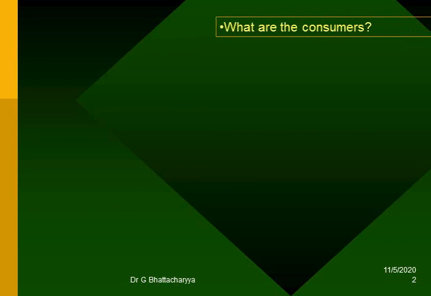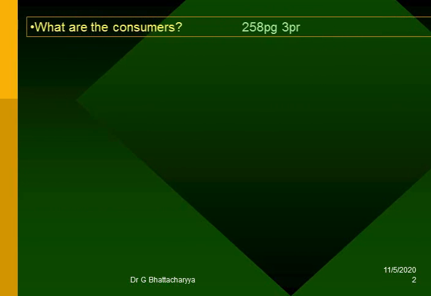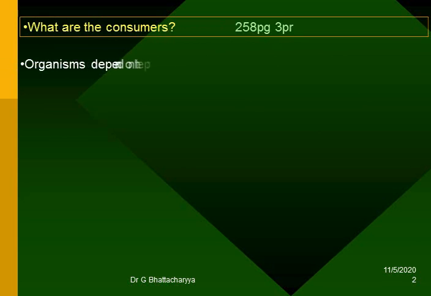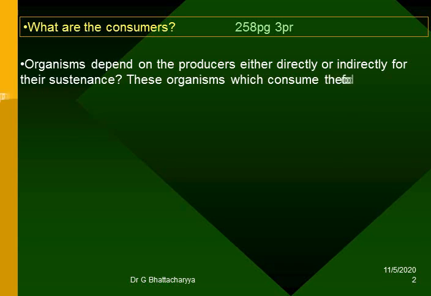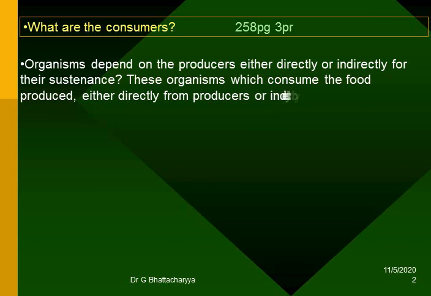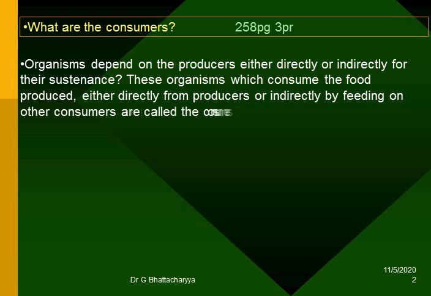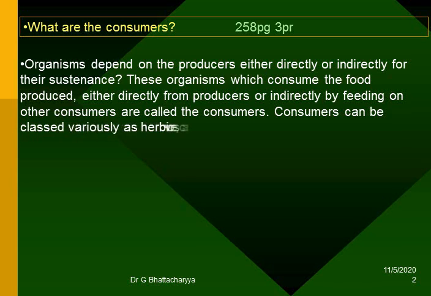What are the consumers? Organisms depend on the producers either directly or indirectly for their sustenance. These organisms which consume the food produced either directly from producers or indirectly by feeding on other consumers are called the consumers. Consumers can be classed variously as herbivores, carnivores, omnivores, and parasites.